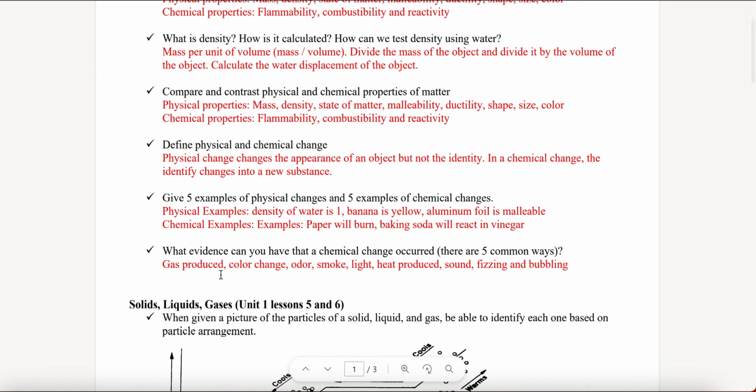What evidence can you have that a chemical change occurred? There are 5 common ways. A chemical change occurred when gas is produced, the color is changing, odor, smoke, light, heat produced, sound, fizzing, and bubbling. So those are the common ways: gas produced, color change, odor, smoke, light, heat being produced, sound, fizzing, and bubbling.